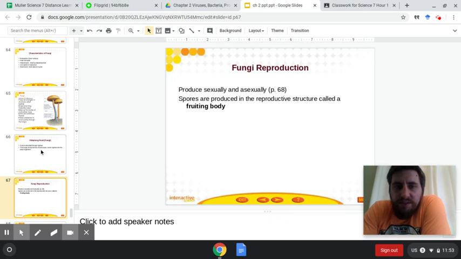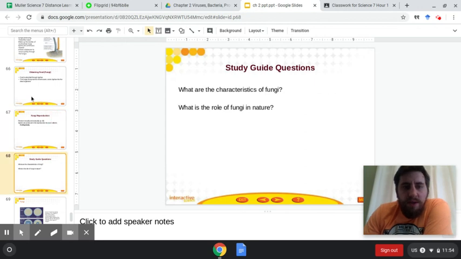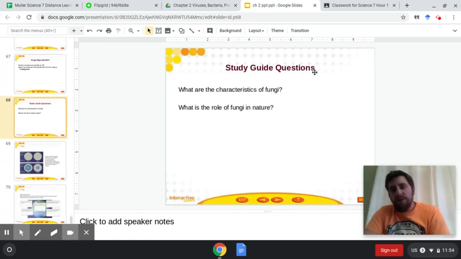Like I said several times, they reproduce sexually and asexually. Spores are produced in the reproductive structure called a fruiting body. Okay, so just remember the main parts of this, the characteristics of fungi. We talked about that, and then what is the role, which we're going to discuss coming up in the next part of the reading.